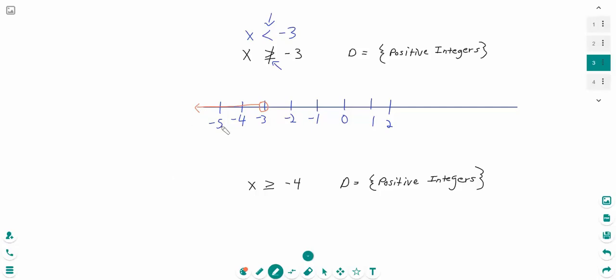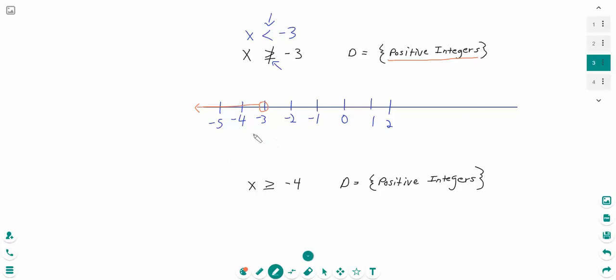Okay? But we can't do that now, because now we have to think about the domain. And the domain is positive integers. Okay? So it has to be on this orange line, but it has to be positive integers on that orange line. And do you see any positive integers on that orange line? The answer is no. Everything is negative, and there's no way that we're going to get a positive out of that.